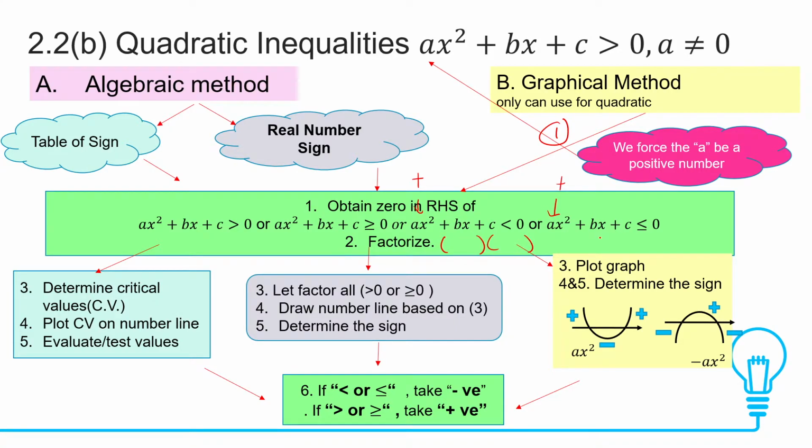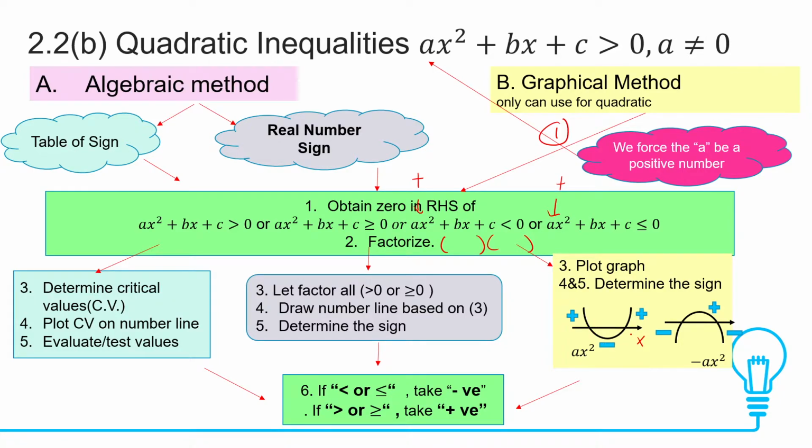After that, we use this answer or this factorized form to plot our graph, and then we are going to determine the sign. How to determine the sign? That is, the line above the x-axis, actually this is the x-axis, we label it with a positive.